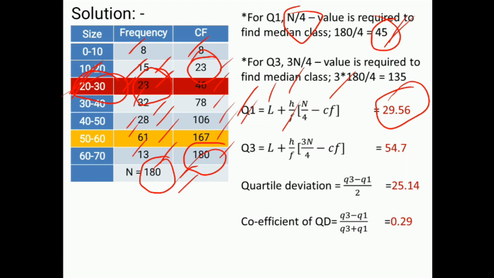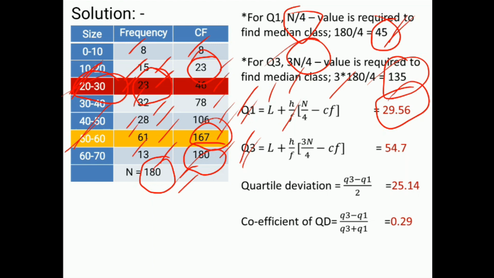Similarly, you have to calculate Q3. Q3 is 3n by 4, the third quartile. 3 times 180 divided by 4 is 135. After getting 135, check in the cumulative frequency column for a number which is greater than or equal to 135, and the nearest to 135 is 167. So that is why the yellow colored class is your Q3 class.